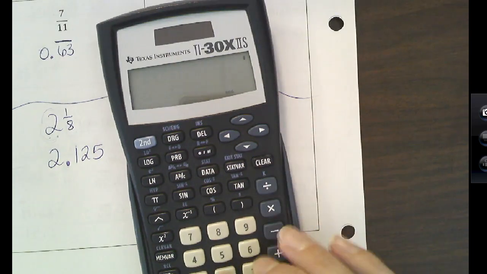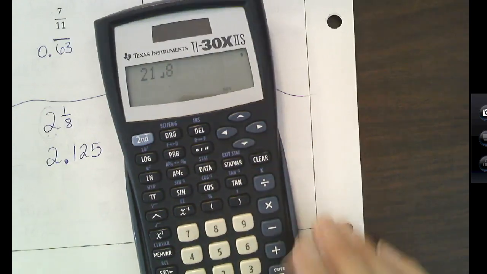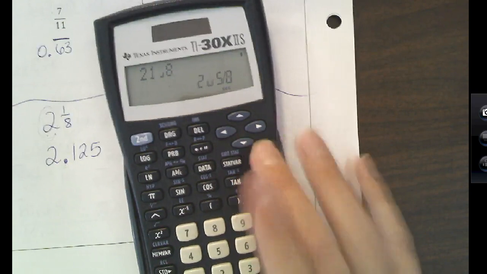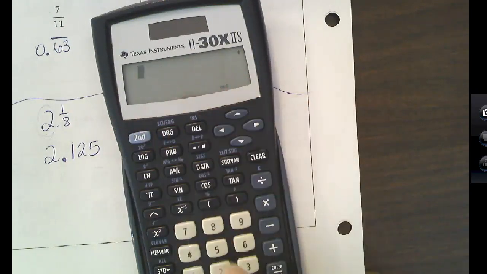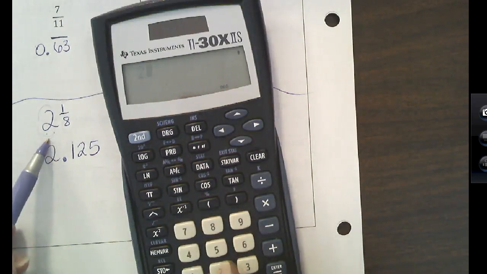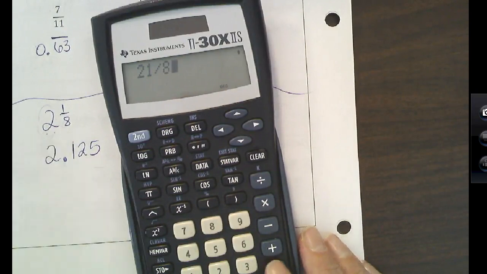I don't know. Let me see. I think it's going to think it's 21/8. Yeah, don't do that. You can't type the 2 with it. You've got to do it separately because if you type the 2 with it, it's going to think it's 21 divided by 8. Does that make sense?